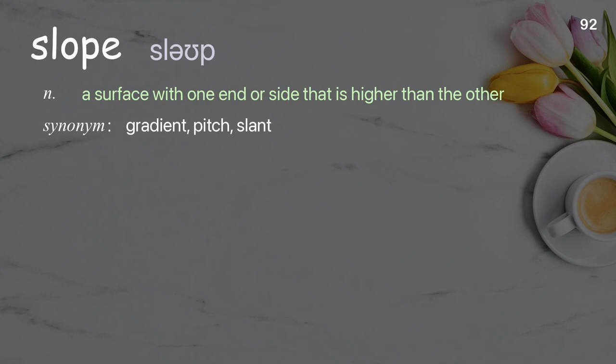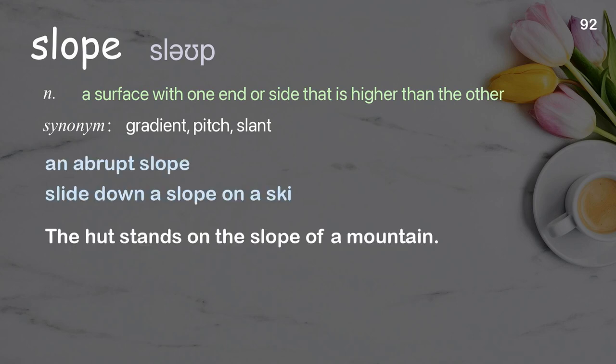Slope: a surface with one end or side that is higher than the other. Examples: an abrupt slope, slide down a slope on a ski. The hut stands on the slope of a mountain.